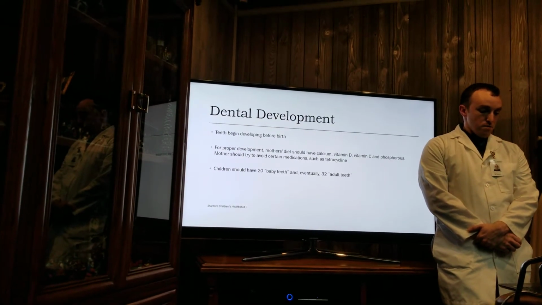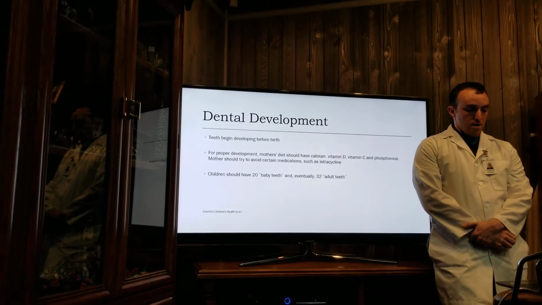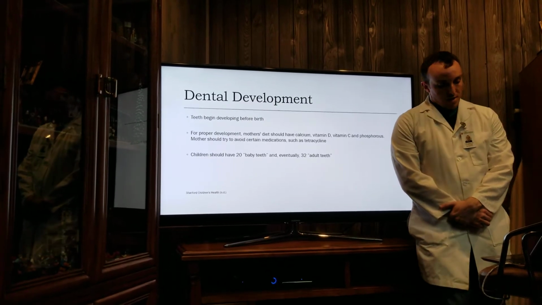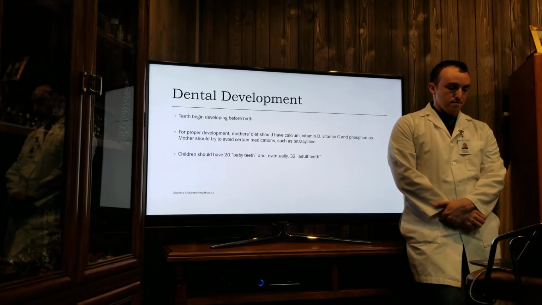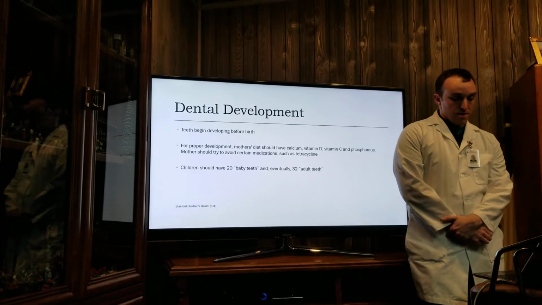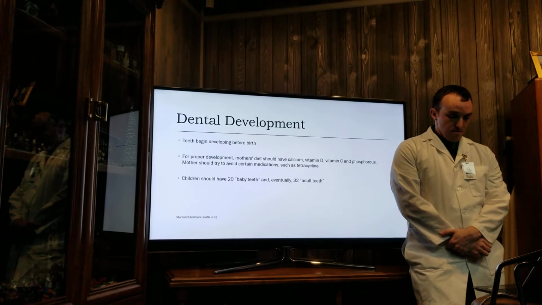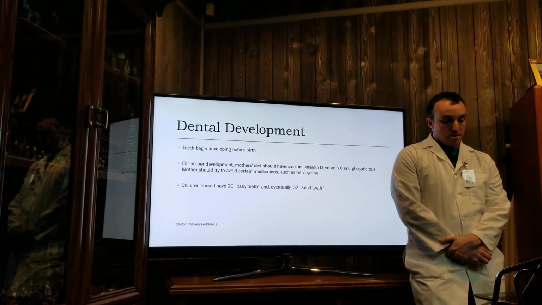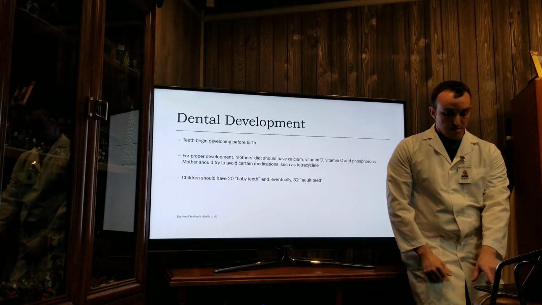All right, so for dental development, teeth begin developing before birth. For proper development, the mother's nutrition is very important. The mother's diet should have calcium, vitamin D, vitamin C, and phosphorus. Mothers should try to avoid certain medications. A big one that I can think of is tetracycline, which can discolor the teeth of the babies. Children should have 20 baby teeth when all their baby teeth come in, and then eventually 32 adult teeth, which includes wisdom teeth.